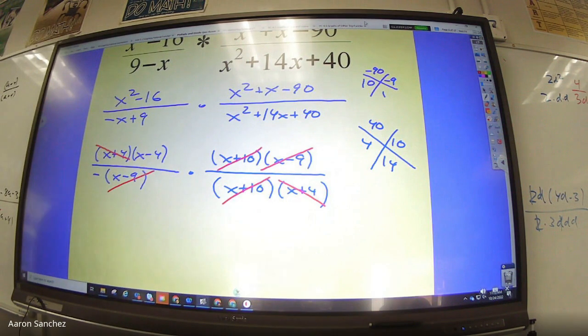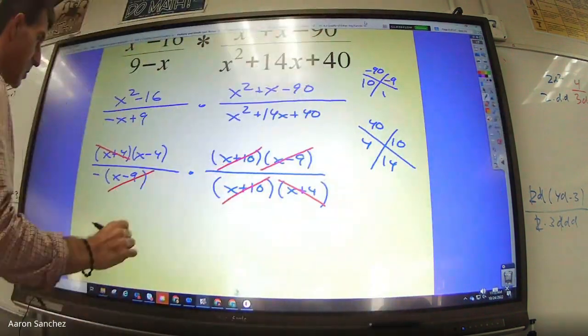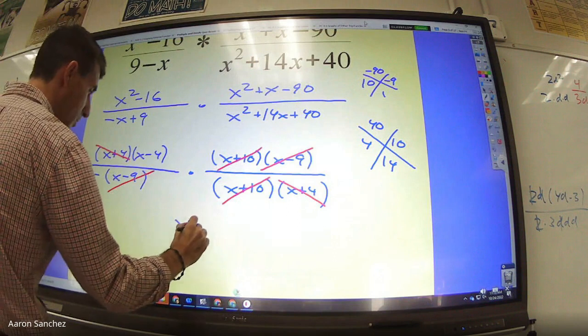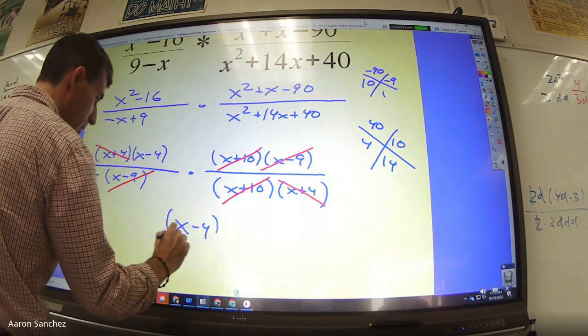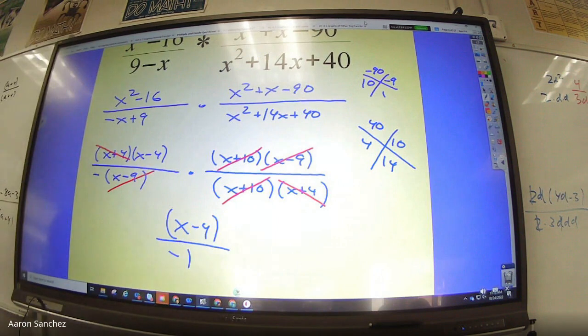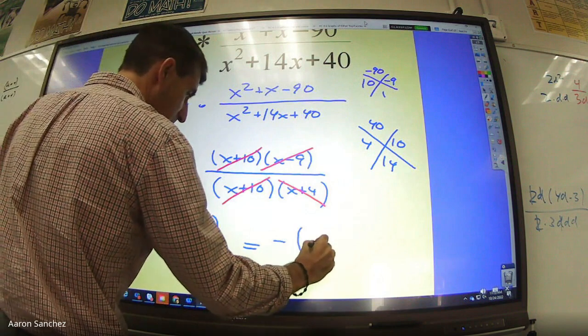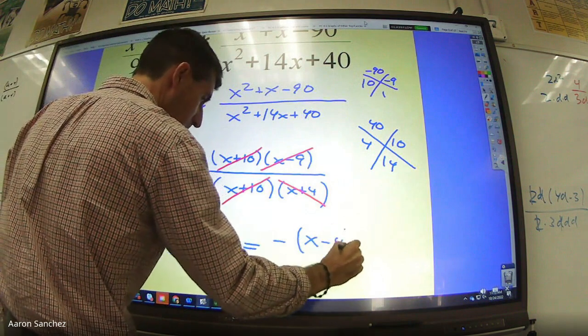What does that leave me with? Yes, complete answer, but let's do another step. We got x minus 4 over what? Negative 1, which ultimately leads it to just negative x minus 4.